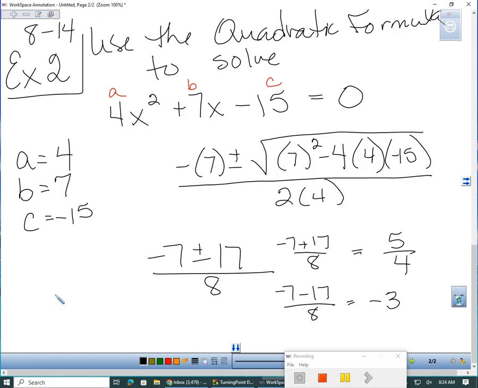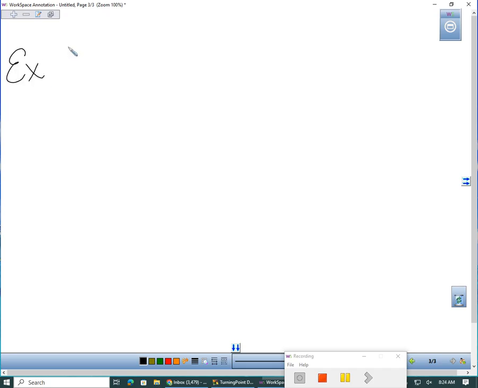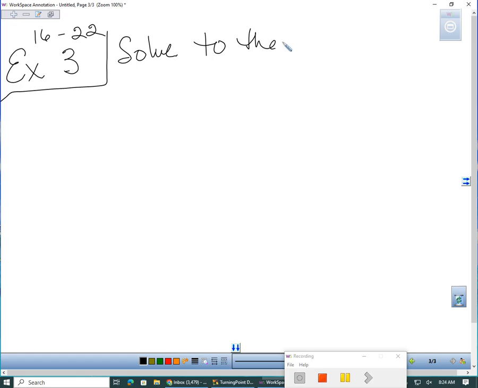Sample number 3. Sample 3. This, we're going to do 16 through 22. Solve, and to the nearest hundredth. Which means we're going to have some decimals, aren't we? Yeah.